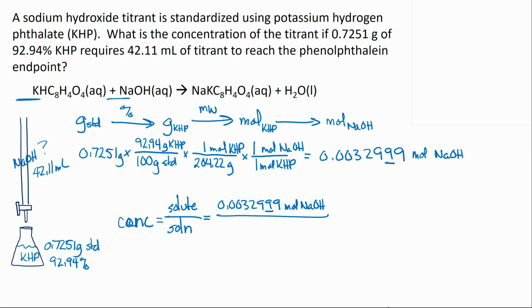And my amount of solution is that volume of titrant. Okay, I want the concentration of the titrant, the moles in the titrant I just calculated. The volume is how much I had to add, how much contained that number of moles. So 42.11 milliliters. And to get to molarity, I need to change those milliliters to liters.